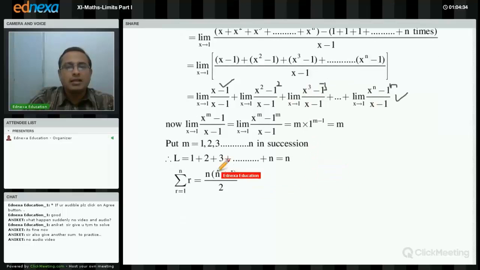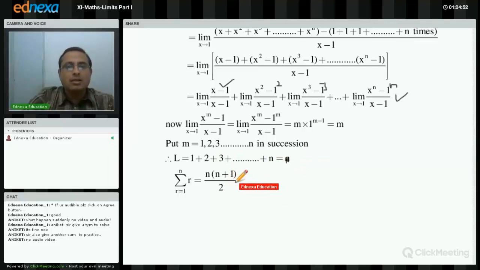In other words, the value of the limit is 1 plus 2 plus 3 up to n. This is not correct. So what is the value? 1 plus 2 plus 3 up to n. This is the sum of the first n natural numbers.